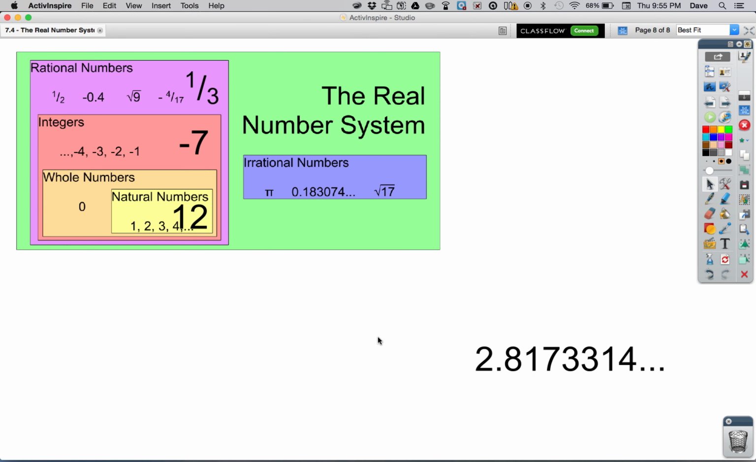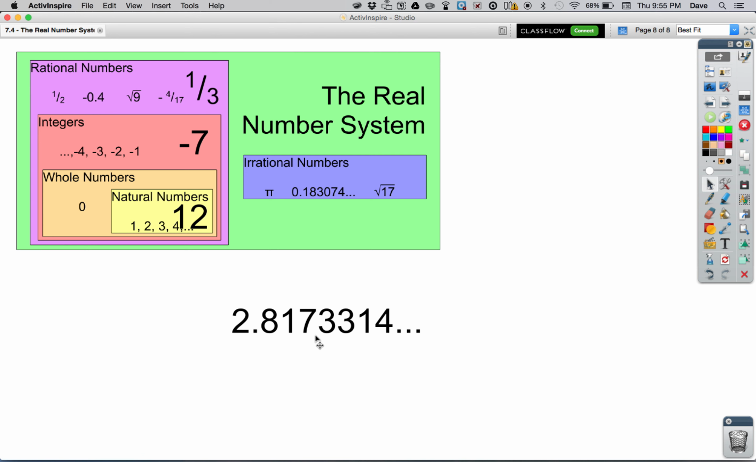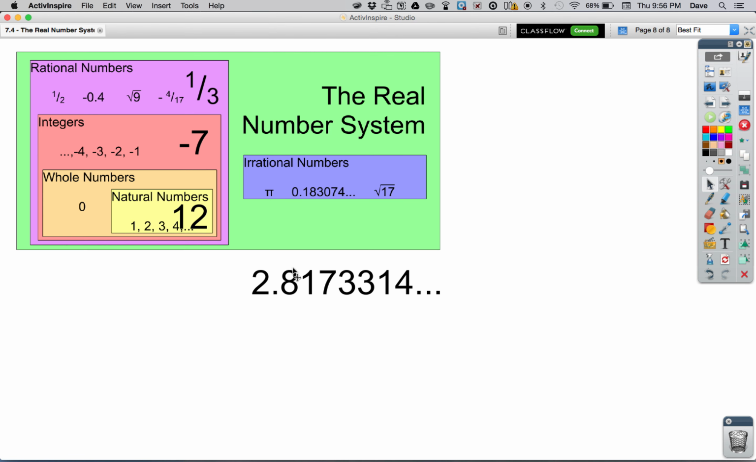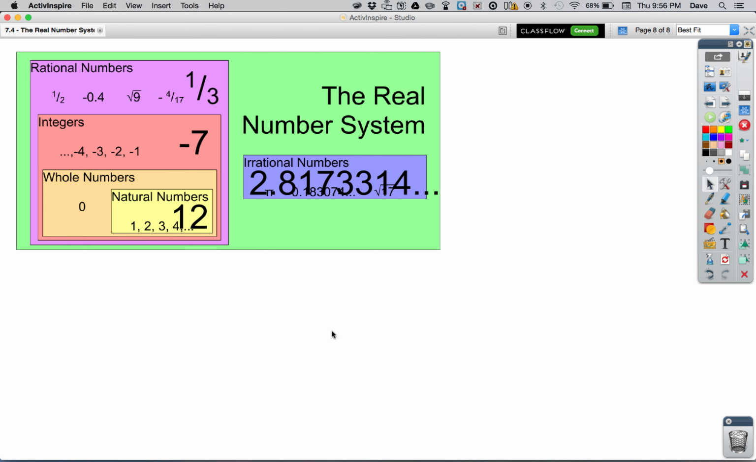Okay, finally, let's take a look at this one. 2.8173314 blah blah blah. An endless decimal with seemingly no pattern, which means that fits over in the separate category of irrational numbers. And so this is how we classify numbers under the real number system. We take a look to see where it fits in our Venn diagram, and we categorize it accordingly.